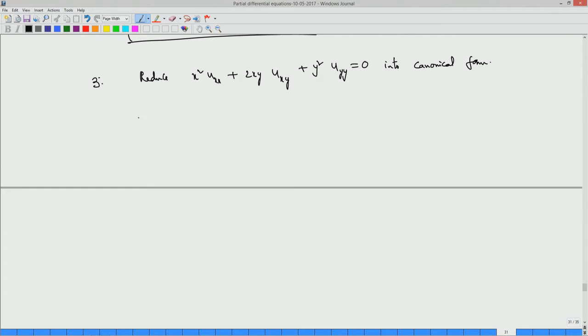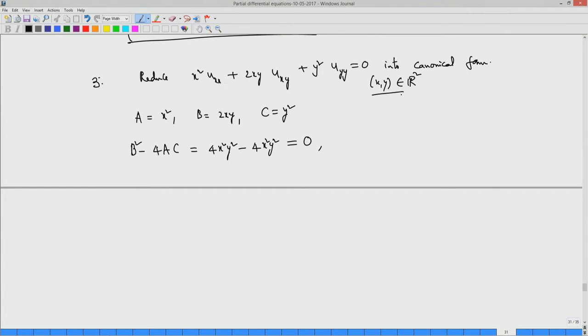So, again, we know the procedure. You start with A is x square, B is 2xy, C is y square. Discriminant is b square minus 4ac, which is 4x square y square minus 4x square y square, that is 0. So, for every xy in the plane, the discriminant of this partial differential equation is 0. Okay. Discriminant is 0. So, the equation is clearly parabolic.